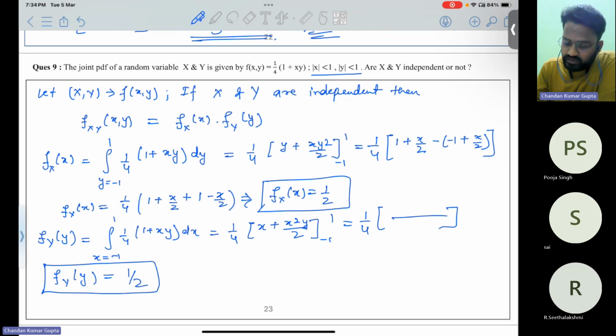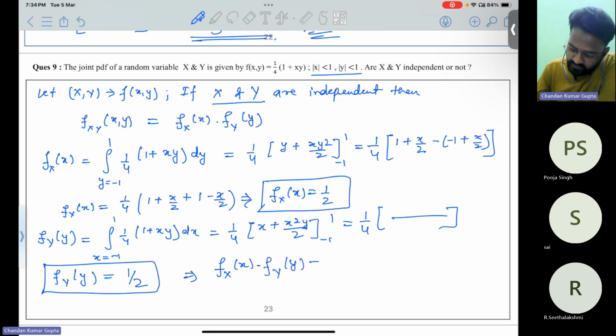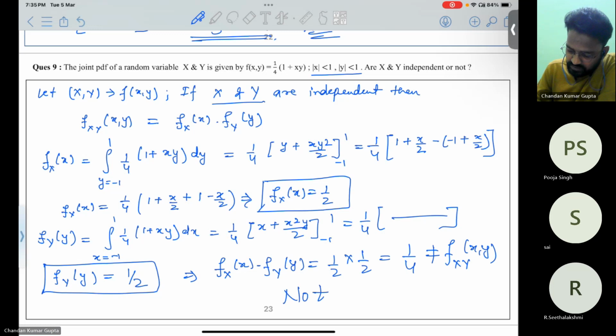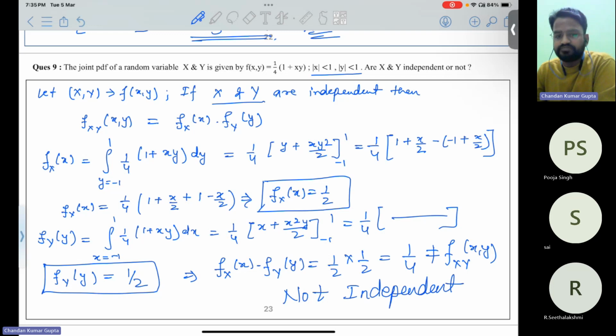Now, for two random variables x and y to be independent, we need the joint PDF to equal fx into fy, which is 1 by 2 into 1 by 2, equal to 1 by 4. This is not equal to the joint PDF of 1 by 2. That means they are not independent. Clear? If these conditions are satisfied, then it is independent, otherwise it is not independent.